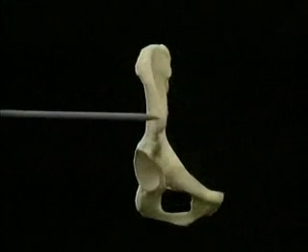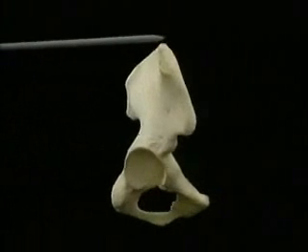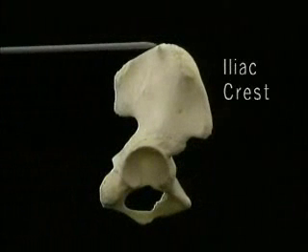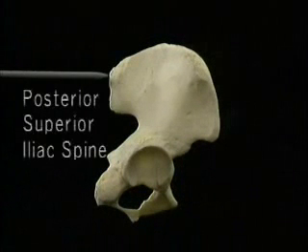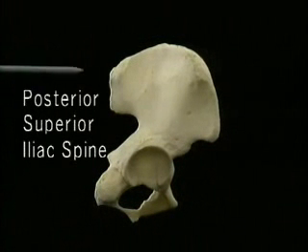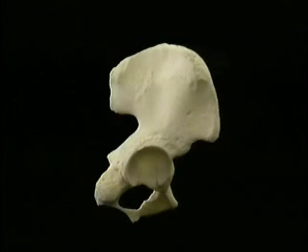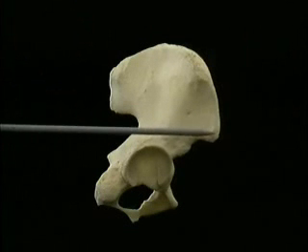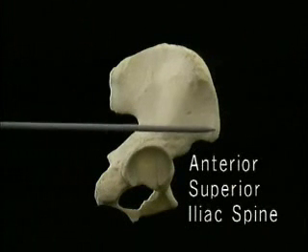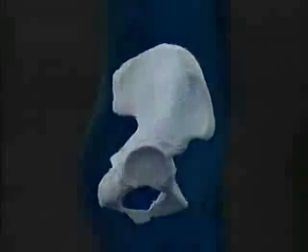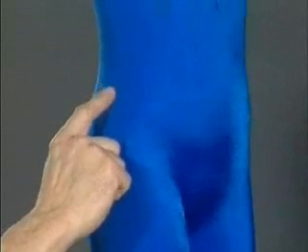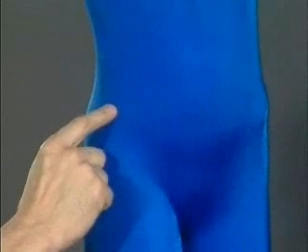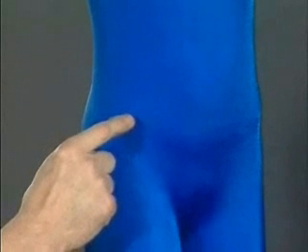The broad roughened edge of the ala of the ilium is the iliac crest. The iliac crest ends behind at the posterior superior iliac spine. It ends in front at this important projection, the anterior superior iliac spine. The iliac crest lies close to the surface all the way along its length. The anterior superior iliac spine is here.